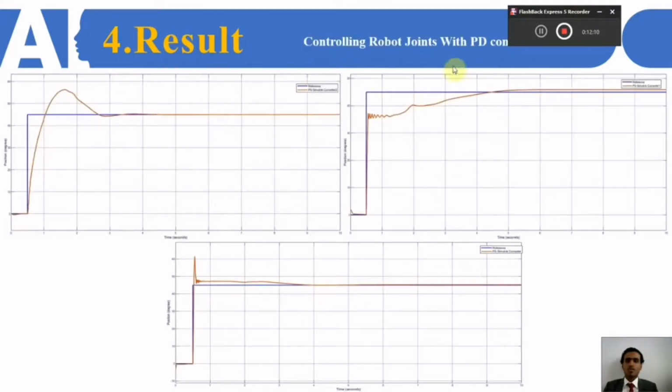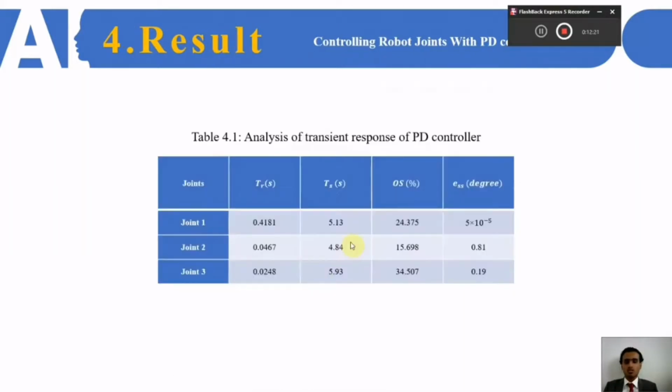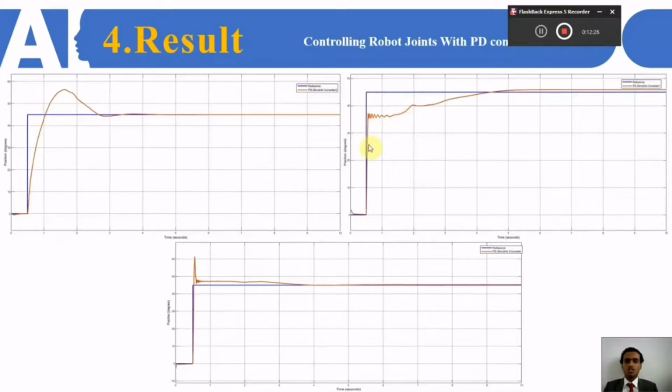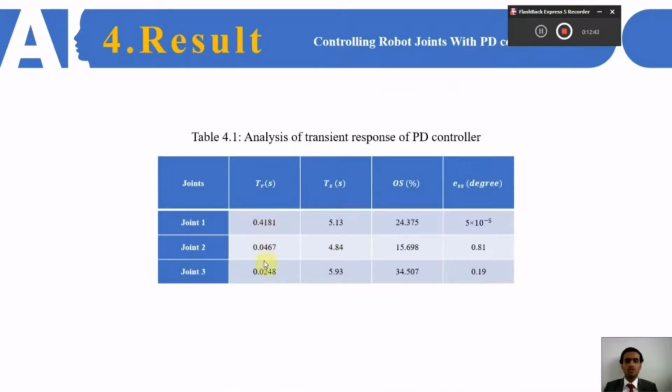Here is the output of the BD controller. We can see the first joint has a high overshoot, which is about 24%, and the second one got a lot of oscillation, and also the settling time takes a long time. The third one got overshoot, and the settling time also takes a long time, but the rising time in all three of them is small, 0.04 for the second joint and 0.2 for the third joint.